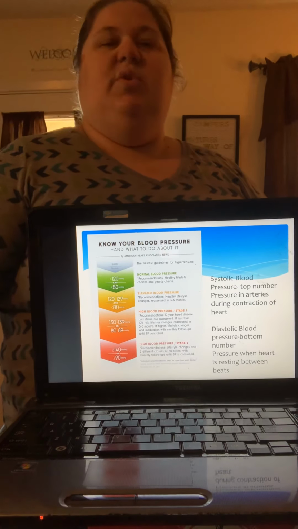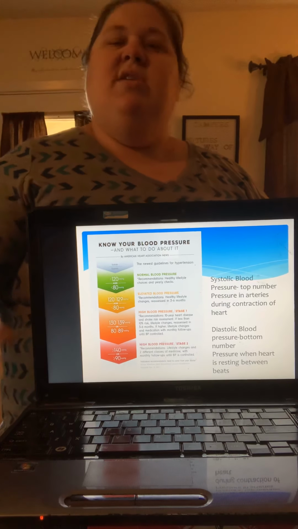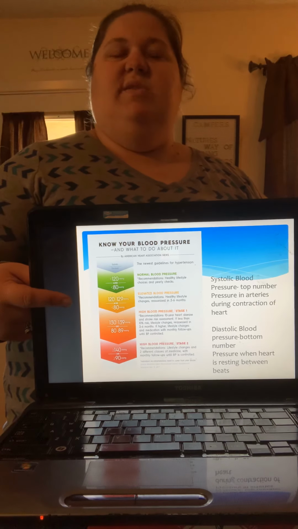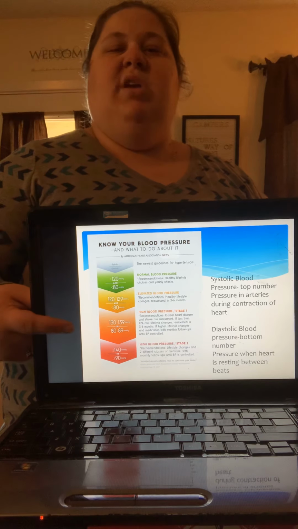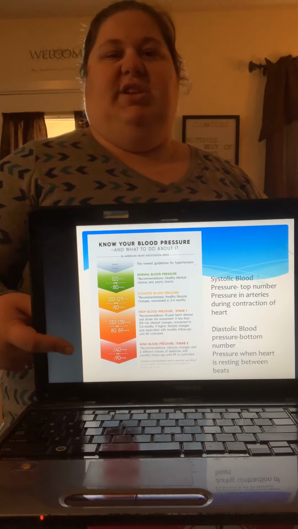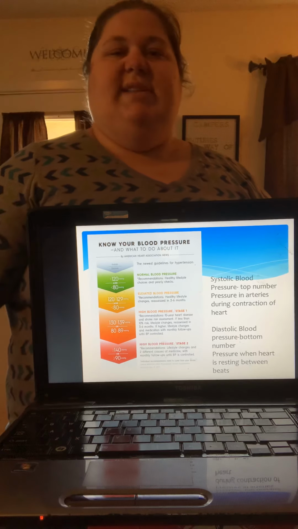So this slide gives you a visual representation of what our target numbers for blood pressure are. So in the green is our goal. It's normal blood pressure. Yellow is going to be elevated blood pressure. Red is going to be stage 1 hypertension and then stage 2 hypertension. And it breaks it down into each of the numbers, what each target level is.